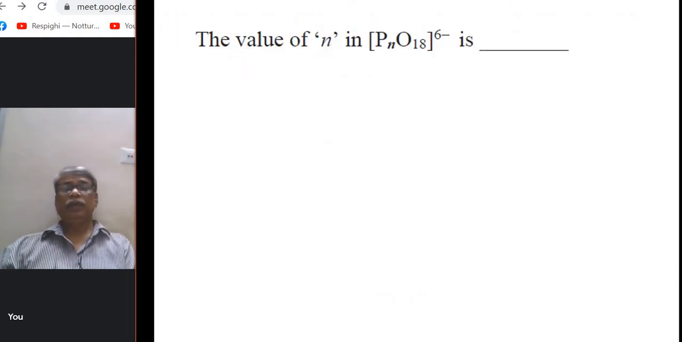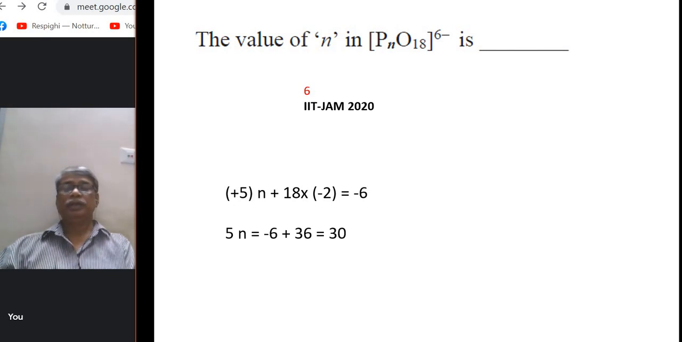Well, this is a very trivial one. The value of n in PnO18 6 minus is: so it's a charge balance. How can we do it? You have to know that P is in +5 oxidation state. So 5 into n plus 18 into minus 2, the oxidation state of oxygen, and that gives you the final overall charge, minus 6. So the answer is n is 6. You can easily get that.